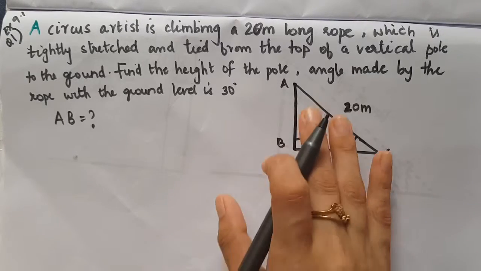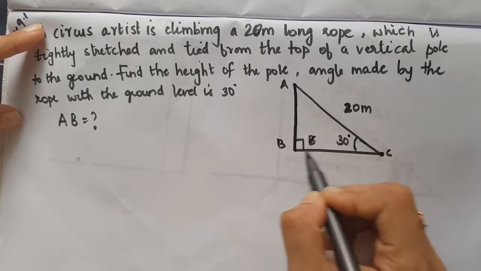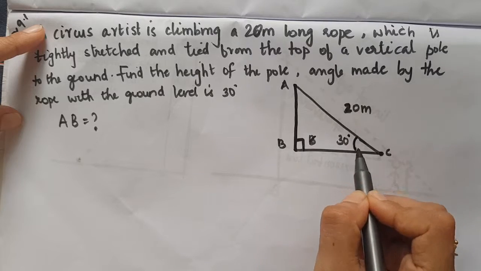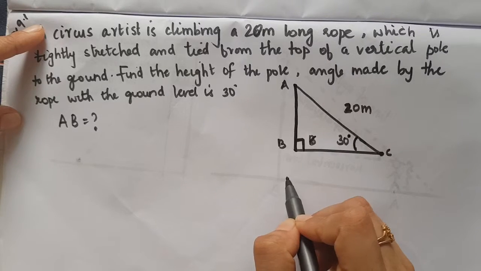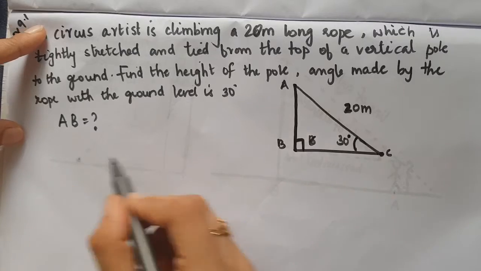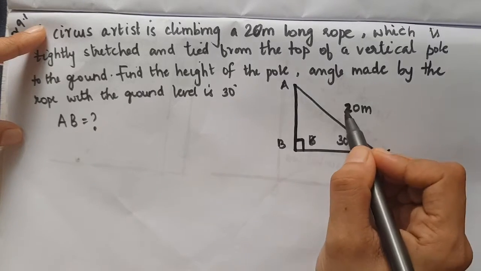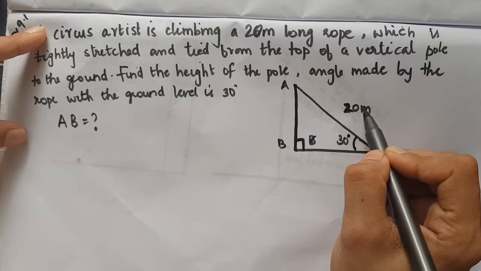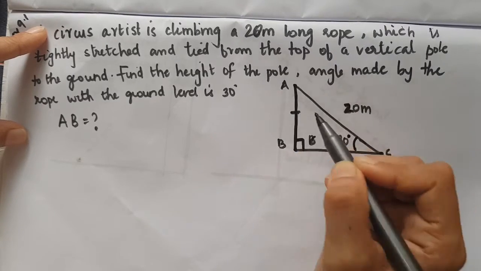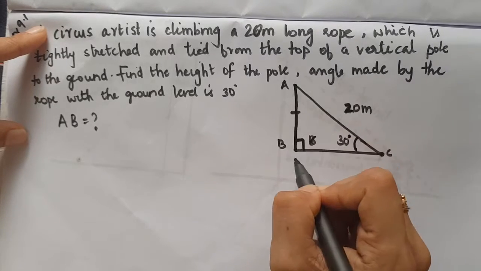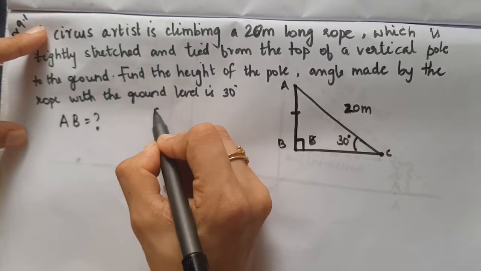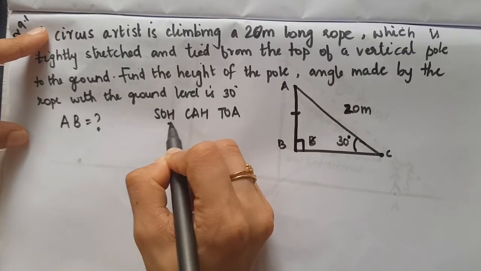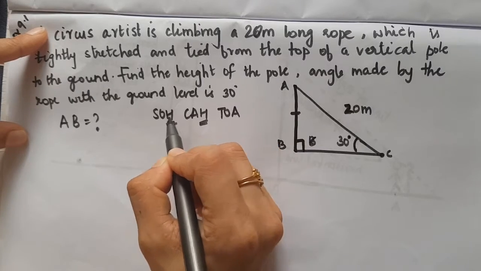Here we have a right triangle ABC, right angled at B. It's given that angle ACB is 30 degrees. Let's say we have to find AB. If the hypotenuse is given as 20 meters, which trigonometric ratio will we use to get AB? We have the angle, we need the opposite side, and the hypotenuse is given. So it's either sine or cos.